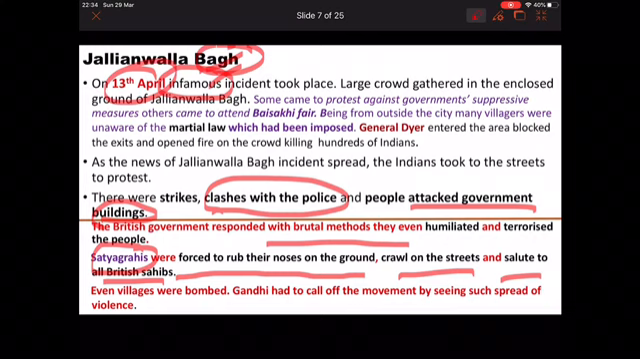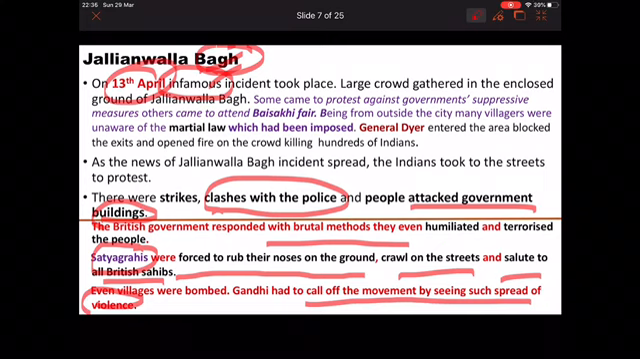The Satyagrahis were forced to rub their noses on the ground, crawl on the streets like dogs, and salute the British Sahibs, salute the British officers, to make them feel inferior to the British. They were bombed. Gandhi had to call off the movement on seeing such spread of violence. Why such spread of violence? Because Gandhi himself is non-violent. He understood the whole scene, the whole movement went out of hand. So Gandhi had to immediately call off the movement because of the growing violence.